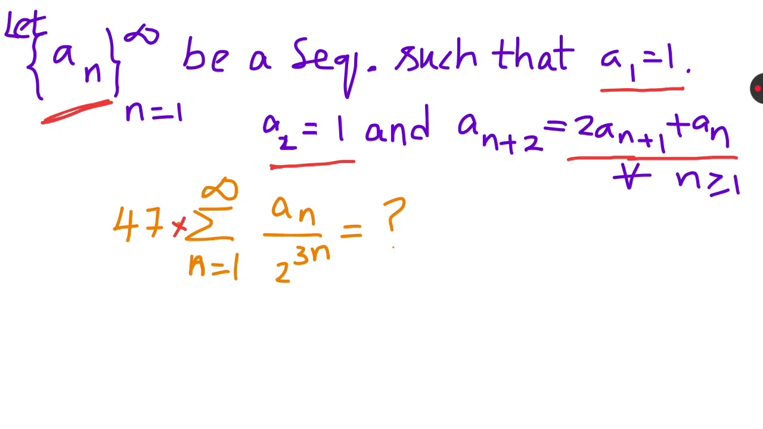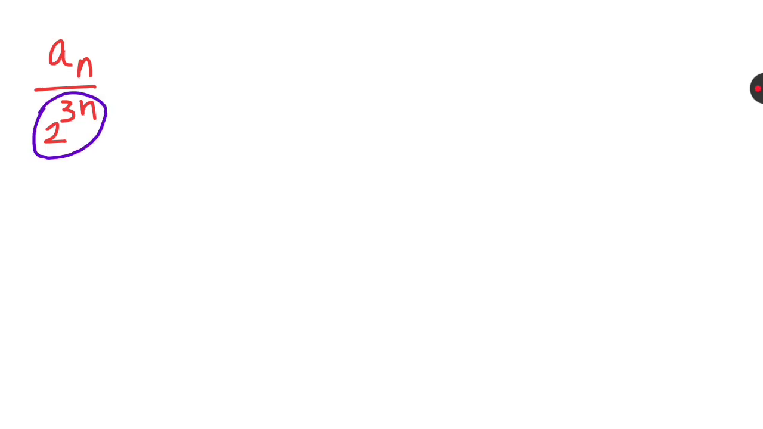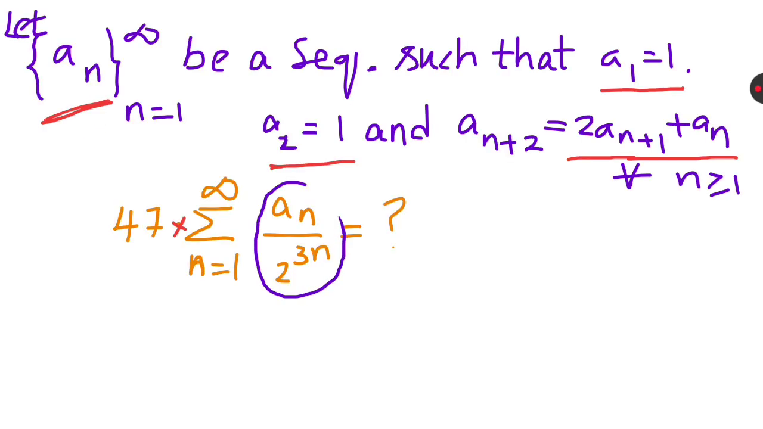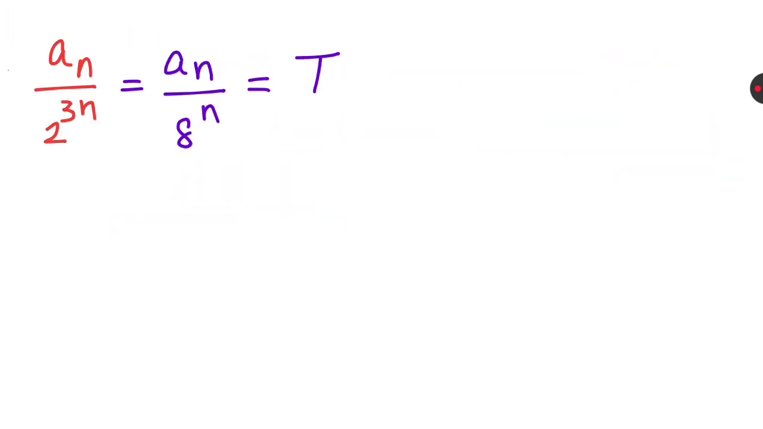Let's begin. Let's take this first one, an over 2 raised to the power of 3n. Here 2 raised to the power of 3n, we can write this as 8 raised to the power of n, isn't it? Now we have to take this summation n equal to 1 to infinity. So let's name this as capital T.